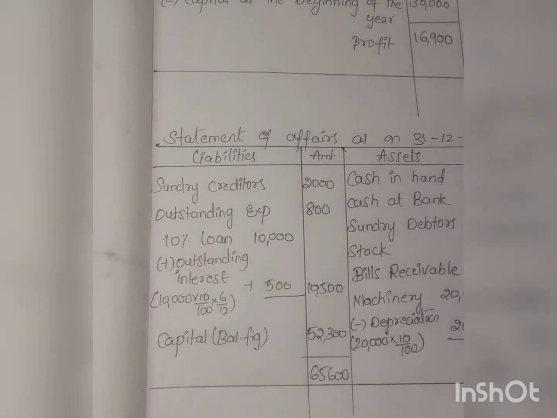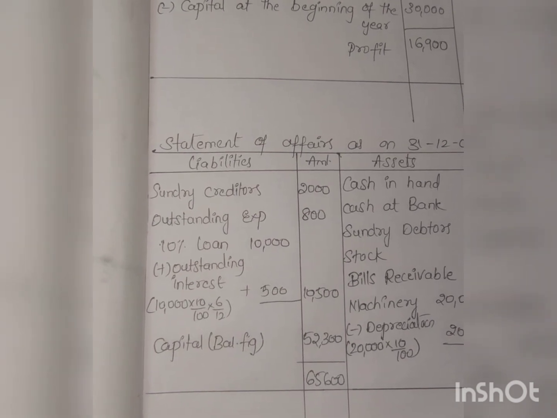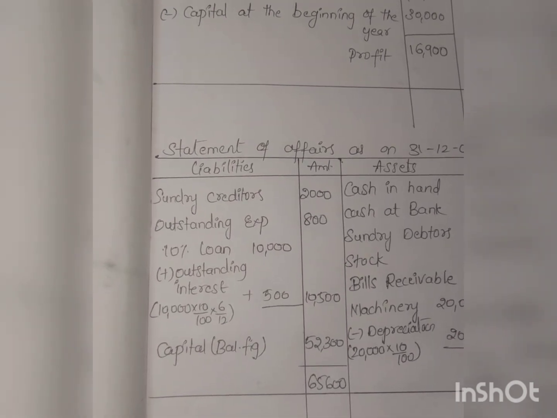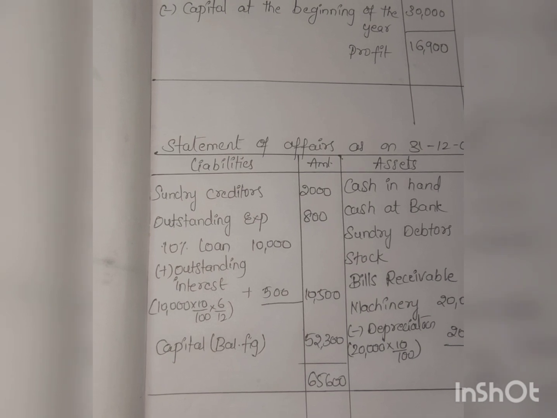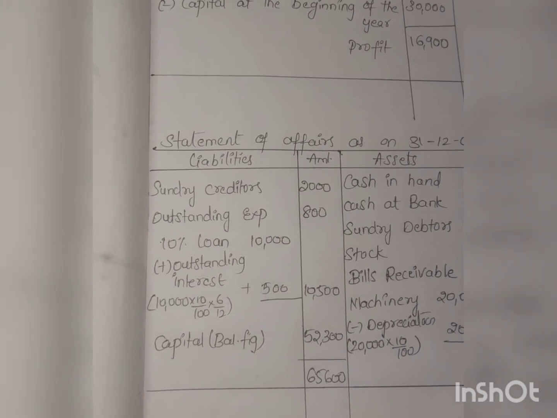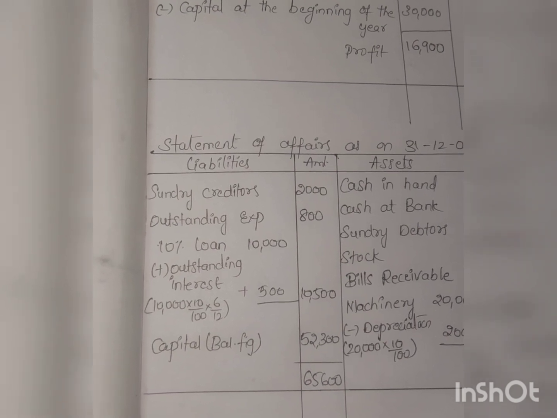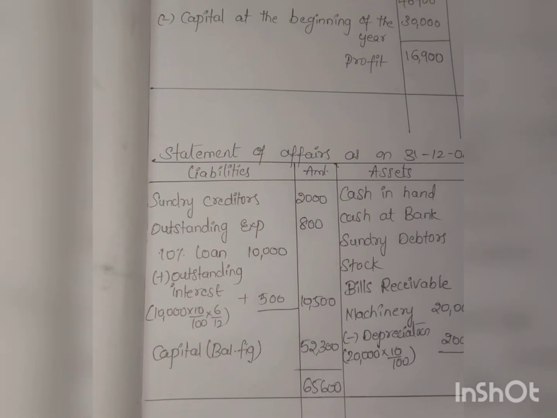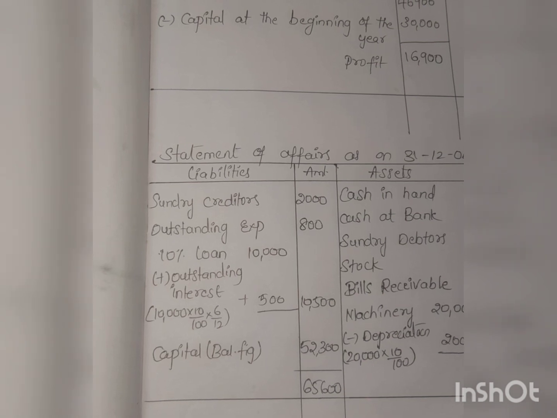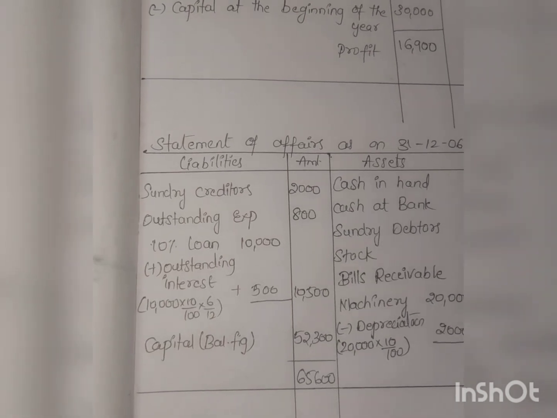So 6 divided by 12. Loan amount is 10,000. 10,000 into interest rate of 10%, 10 by 100, into 6 months, 6 by 12. So we will get 500. So add this 500 because he has to pay this interest amount. It is not yet paid, it is outstanding. So add 500. 10,000 plus 500, 10,500.